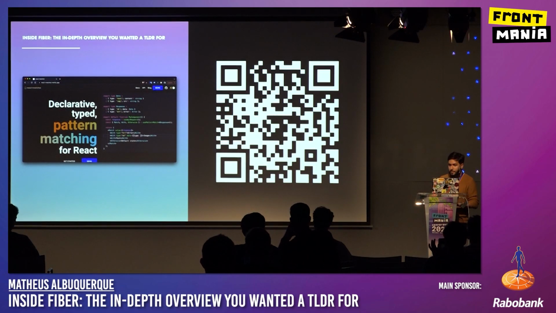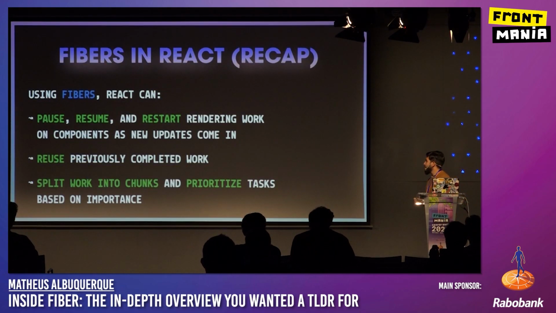And to recap a bit, with fibers React can pause, resume, and restart any rendering work on components, and can also reuse previously done work, which is an amazing optimization. It can split work into these fiber chunks that we saw, and because they are different parts of the work, you can have different priorities. That's pretty much what Concurrent React is about, by the way.